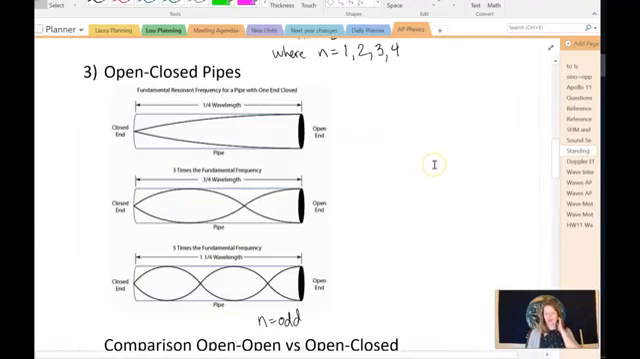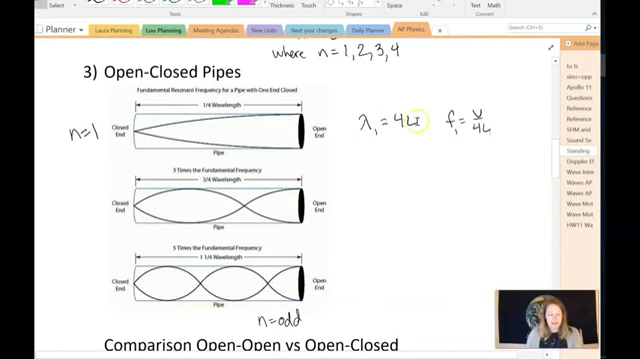So these are some pretty cool examples. So let's analyze this geometry, because it is indeed different. So what we have here is a quarter wavelength fitting into our tube, and so the wavelength of the fundamental is 4 times the length of the tube if we call this one the fundamental. So then the frequency, of course, would be V over the wavelength.